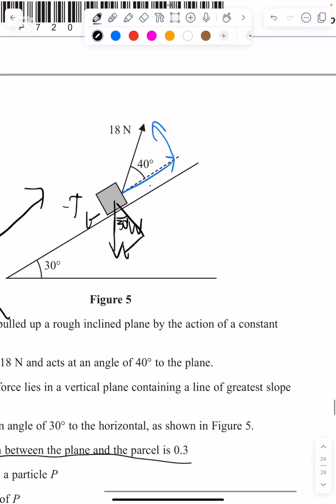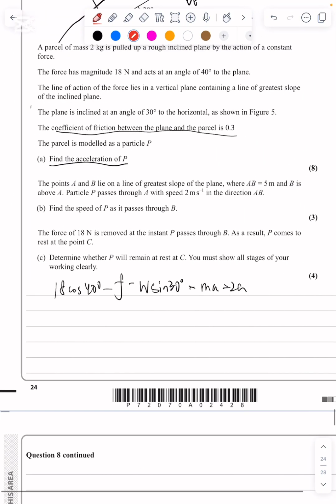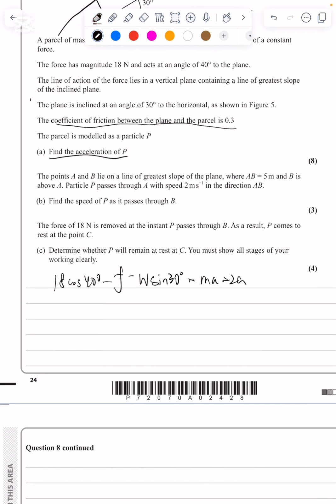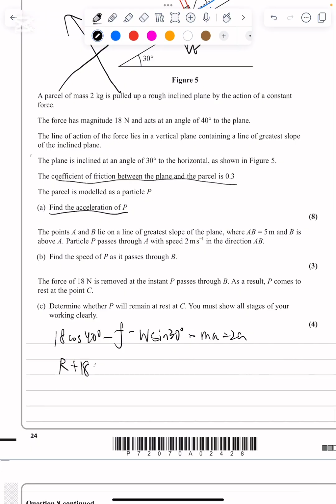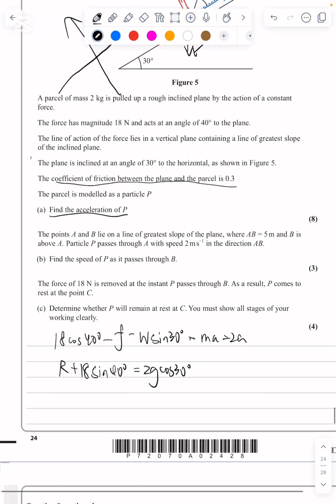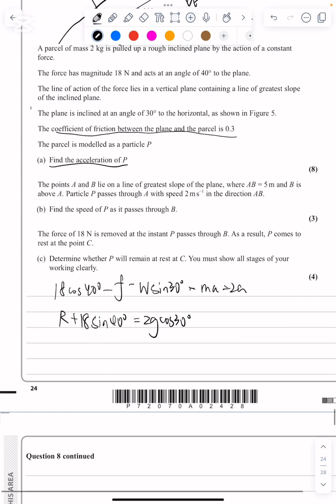Let's consider the vertical component. So there's R, and then there's this thing, and then there's the vertical component of weight. So big R plus 18 sine 40 degrees must equal 2g cosine 30 degrees, right? Yeah. Up arrow equals down arrow.